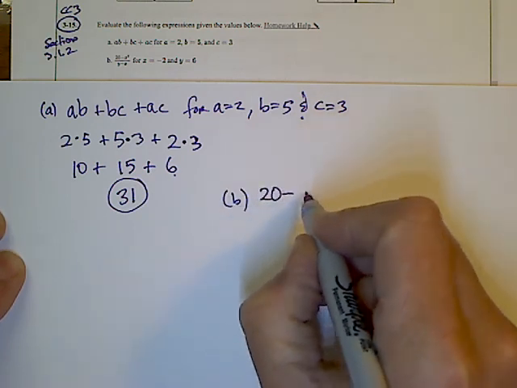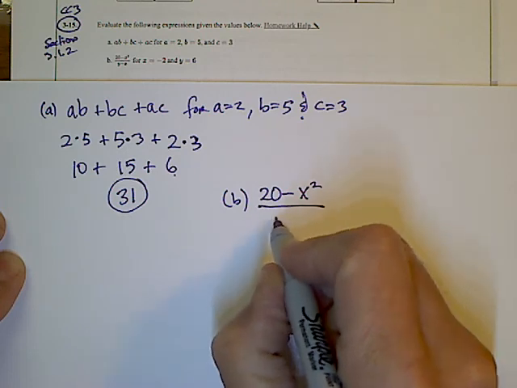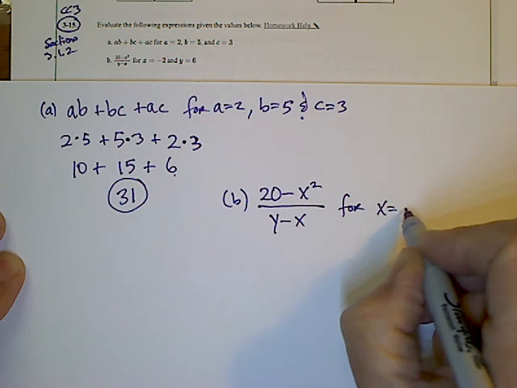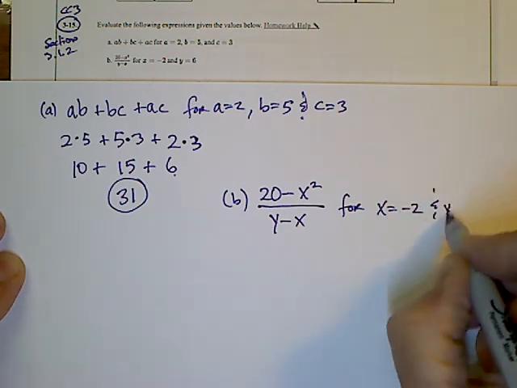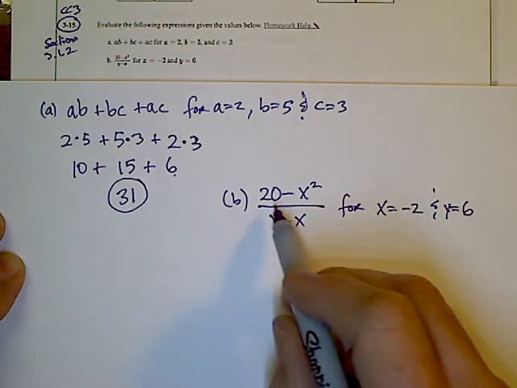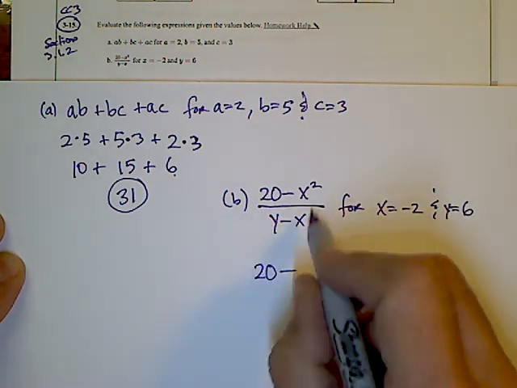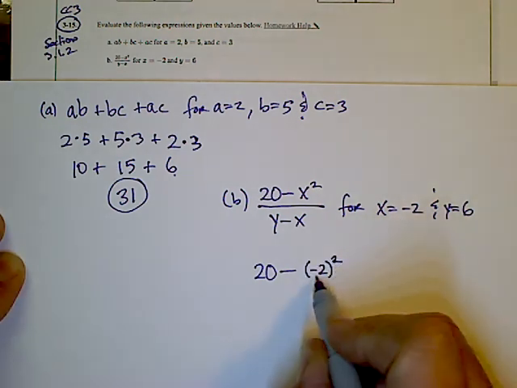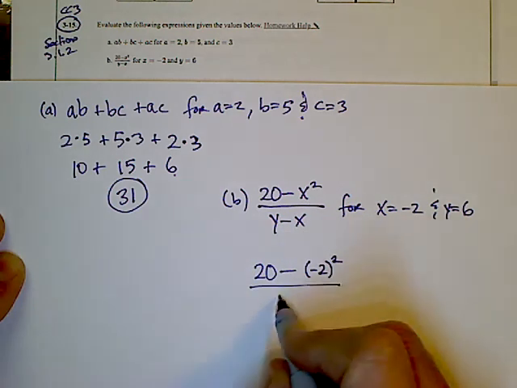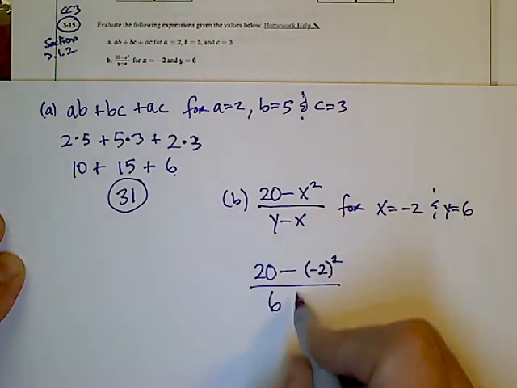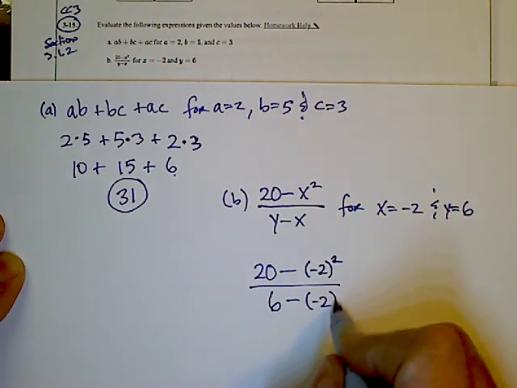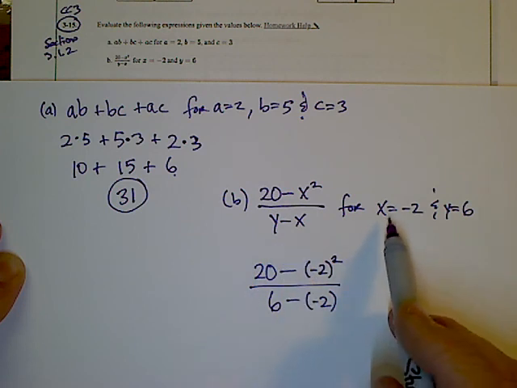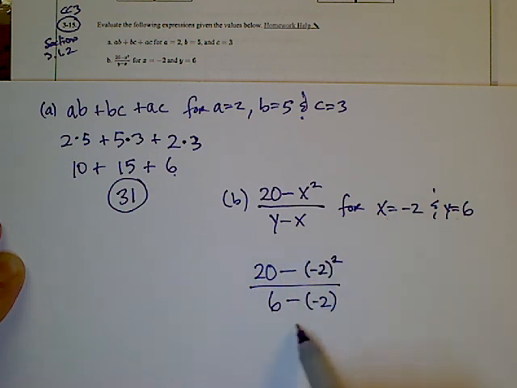B says 20 minus x squared, all divided by y minus x. And they want us to evaluate that for x equals negative 2 and y equals positive 6. So I'm taking 20 minus x squared. X is negative 2. So this is tricky. So it's negative 2 squared. I have to square the negative, divided by y is 6 minus, again, now minus what? A negative 2. So if I rewrite that expression using these values, this is what it looks like.